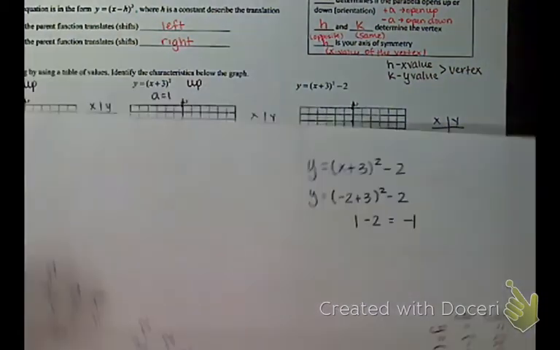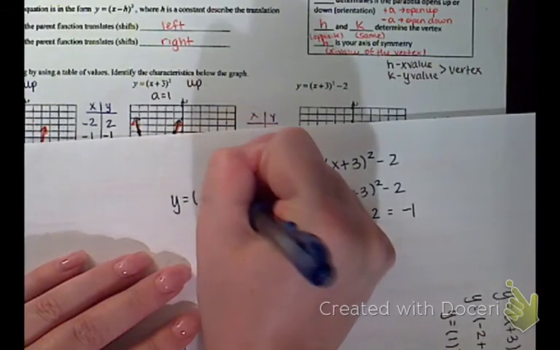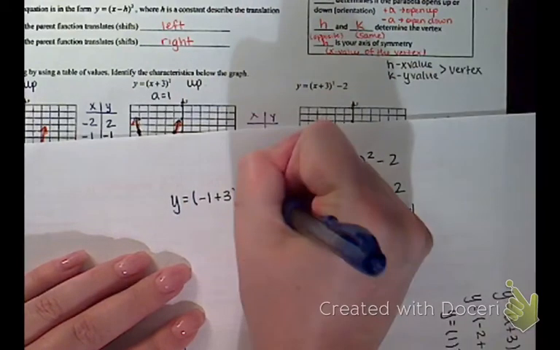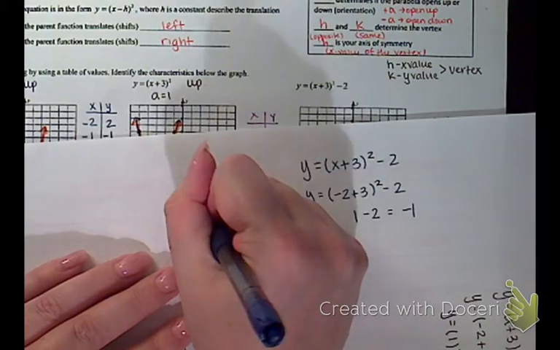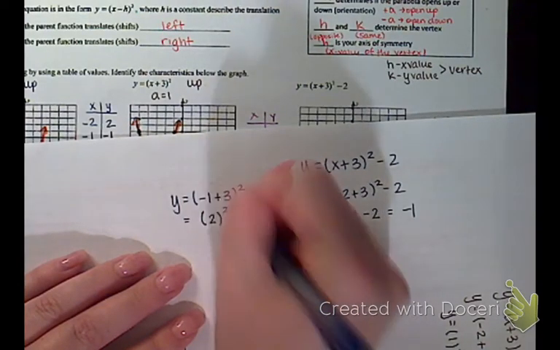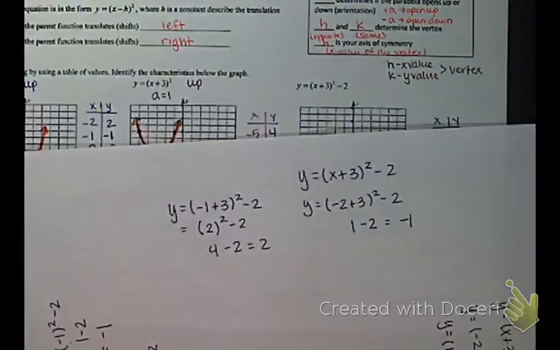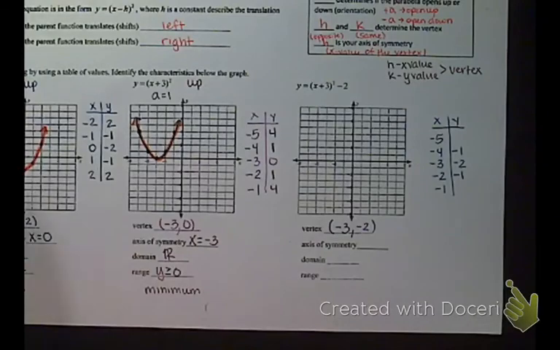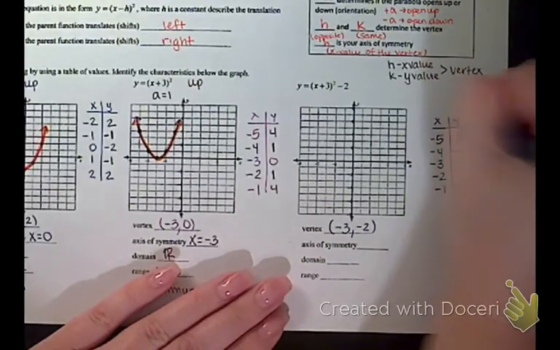And let's plug in -1. (-1 plus 3) squared minus 2. -1 plus 3 is 2. 2 squared is 4, and 4 minus 2 gives me 2. So I have 2 and 2.